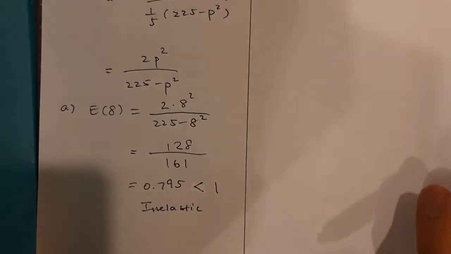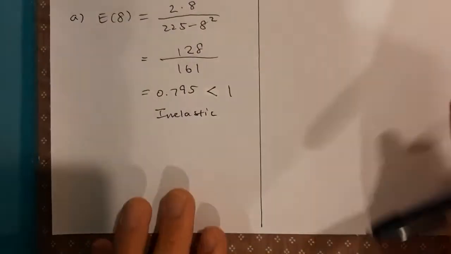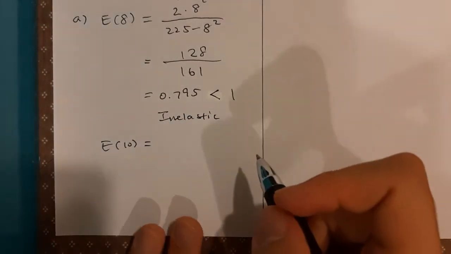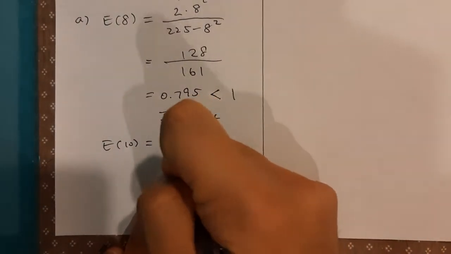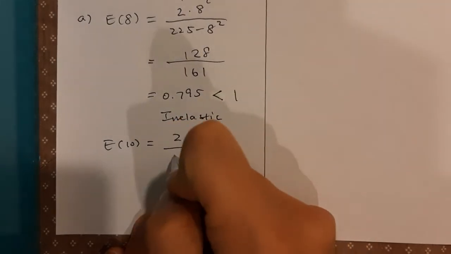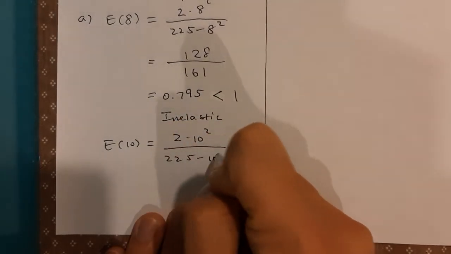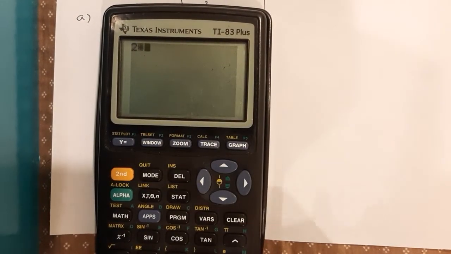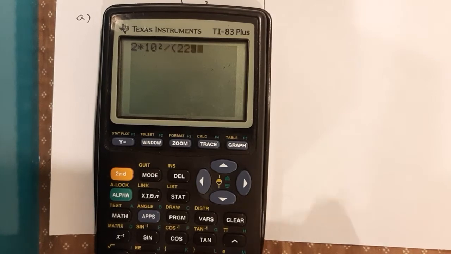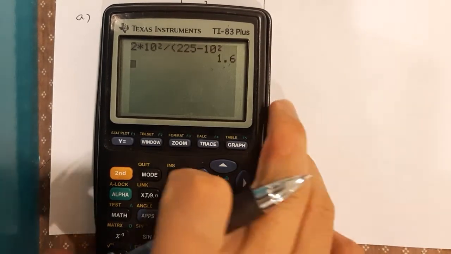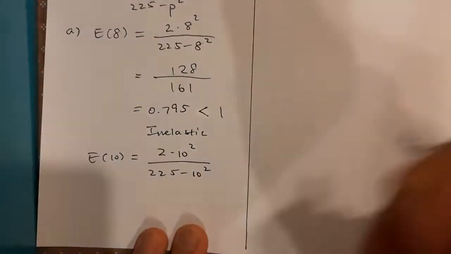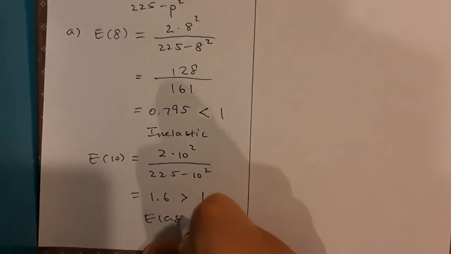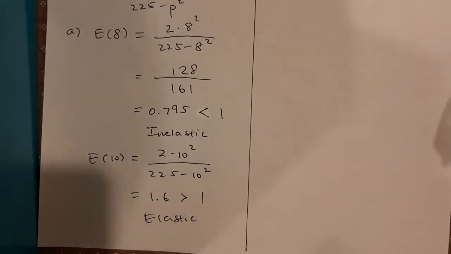Now we do the same for E of 10. So we got E of 10 equals 2 times 10 squared over 225 minus 10 squared. Directly use the calculator. We get 1.6, greater than 1. So that is considered elastic.